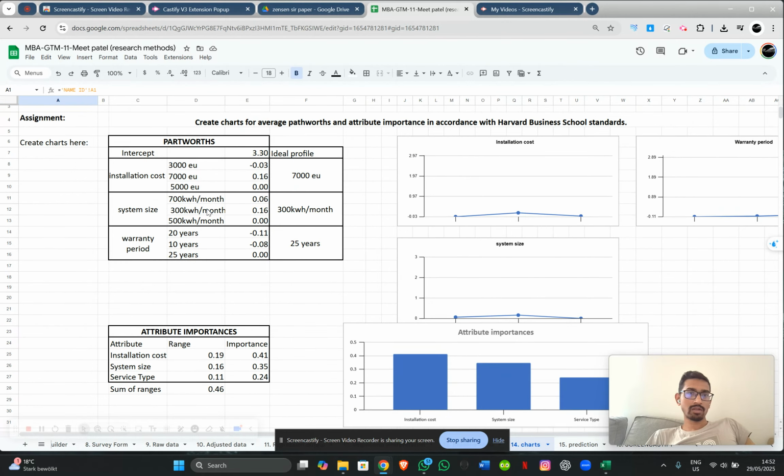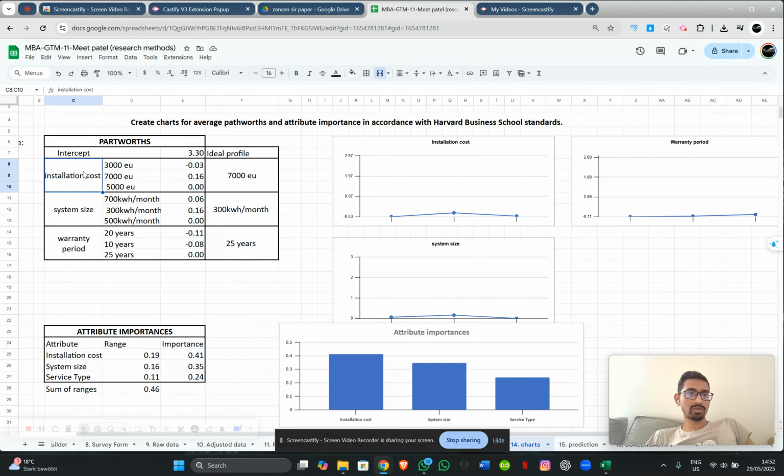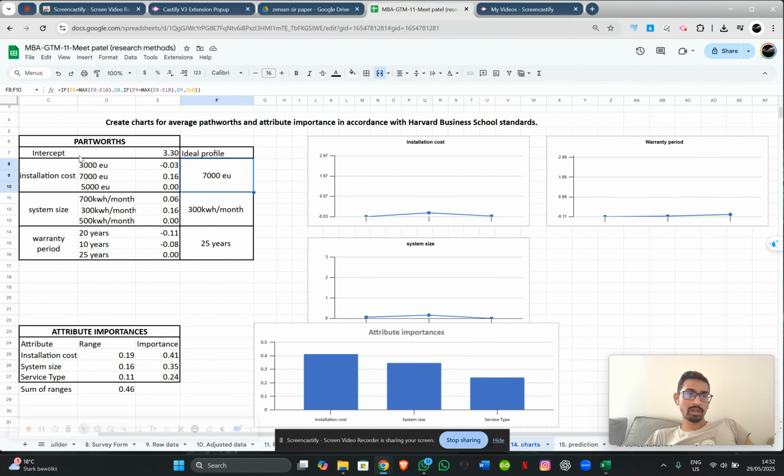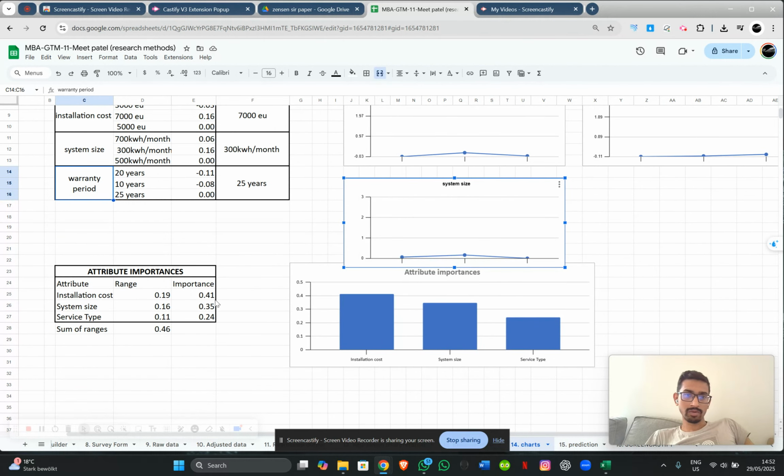There are some charts for part-worths and attribute importance. There are three part-worth charts: installation cost, system size, and warranty period. And there is attribute importance, where the range for installation cost is 1.90, warranty is 1.41, and system size is 1.35.